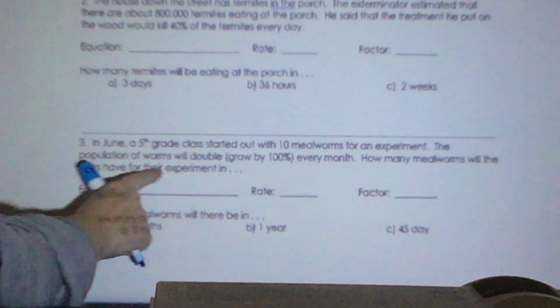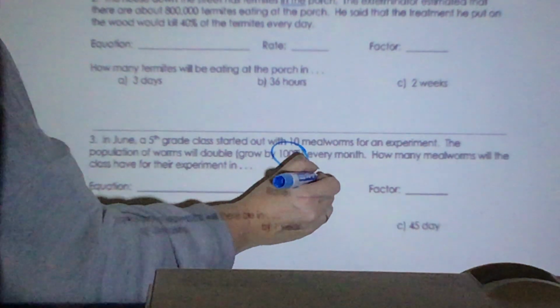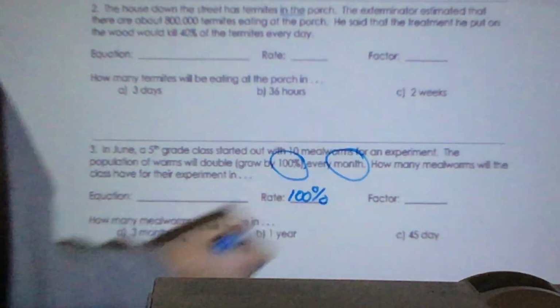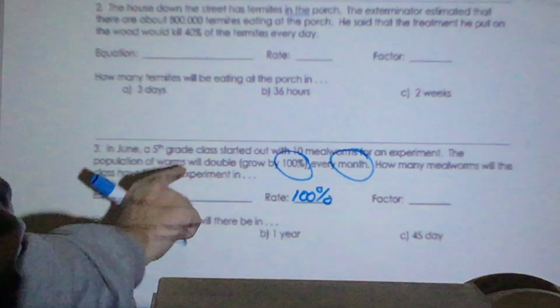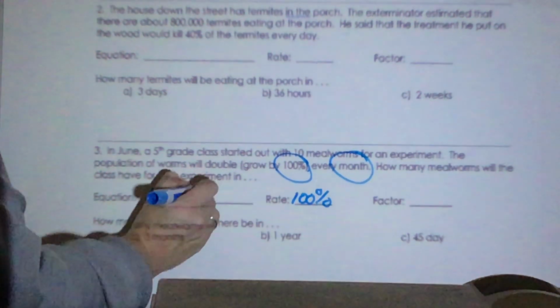In June, a 5th grade class started out with 10 mealworms. All right. For an experiment, the population of worms will double, grow by 100%, so there's our rate, every month, and that's the time period. So we're starting with 10 mealworms.